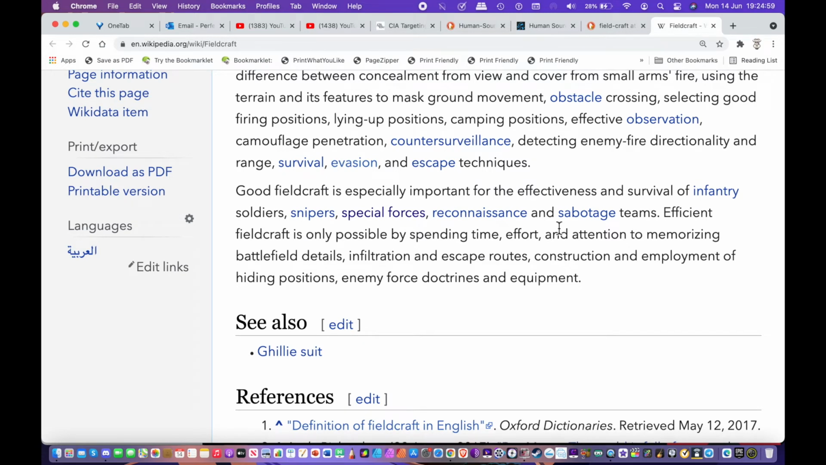Good fieldcraft is especially important for the effectiveness and survival of infantry soldiers, snipers, special forces, reconnaissance and sabotage teams. Efficient fieldcraft is only possible by spending time, effort and attention to memorizing battlefield details, infiltration and escape routes, construction and employment of hiding positions, enemy force doctrines and equipment.